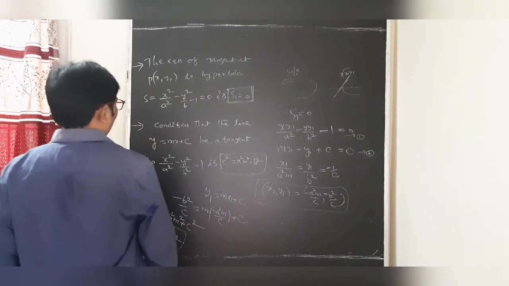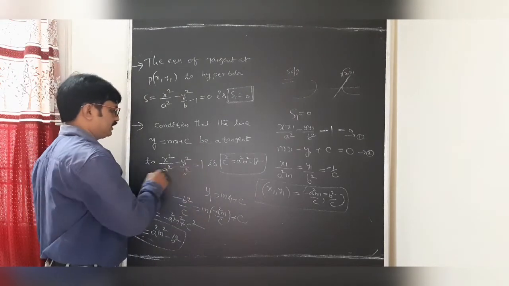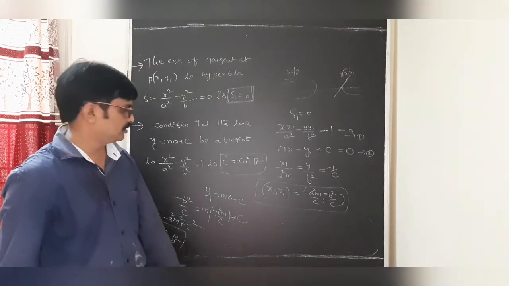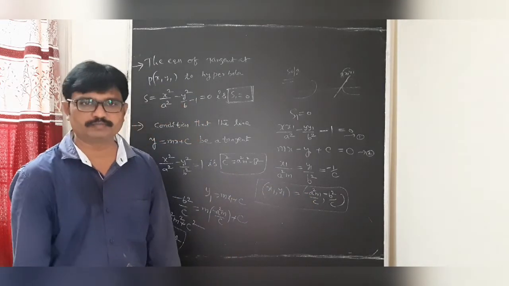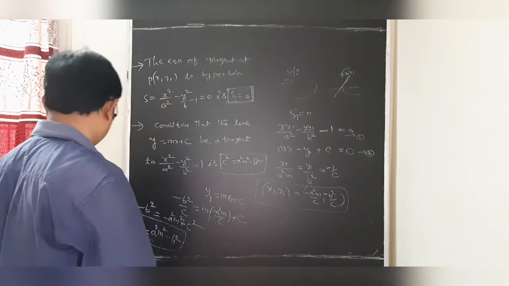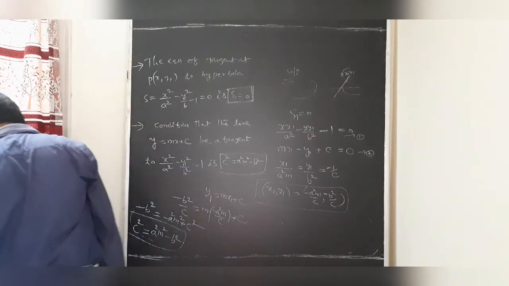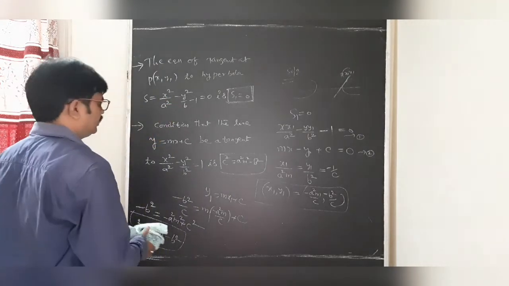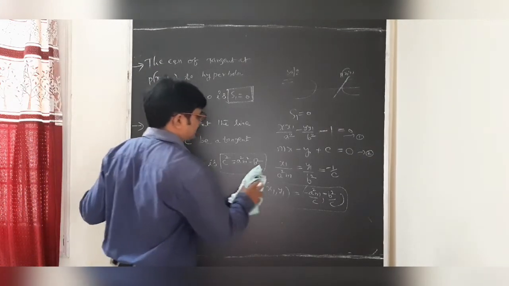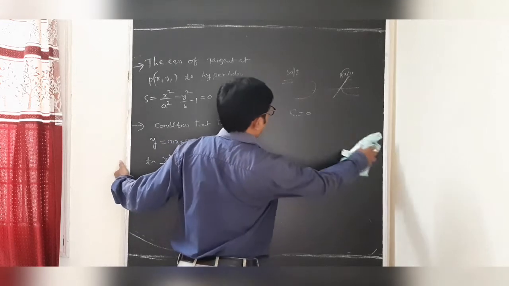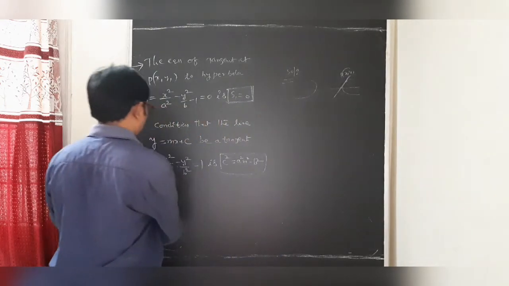The line y equal to mx plus c is a tangent to the hyperbola where the point of contact is minus a square m by c comma minus b square by c. Okay students, directly we can take the same process. Directly we are taking the line lx plus my plus n equal to 0.